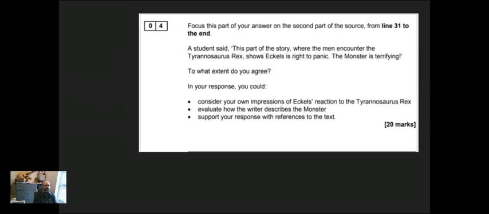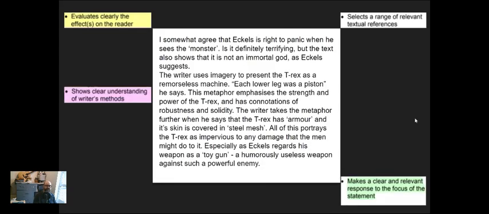Now let's think about what we definitely should do. Here's the question once again. You answered it in your mock exam. I'm going to show you an example that I've done. I've got here each of the bullet points from the mark scheme.